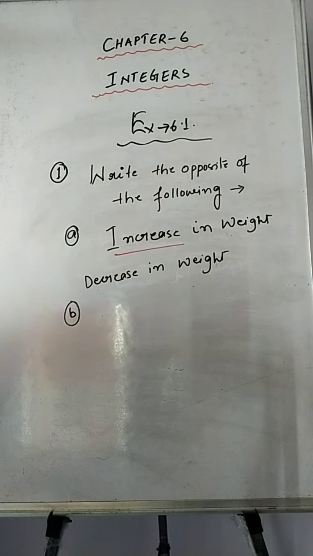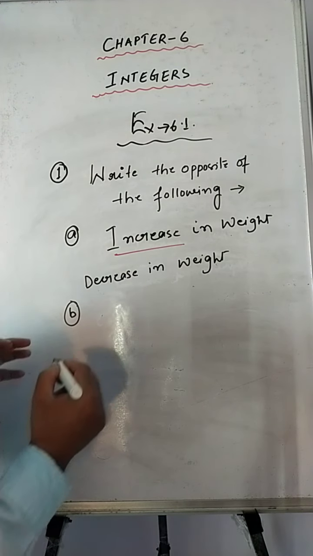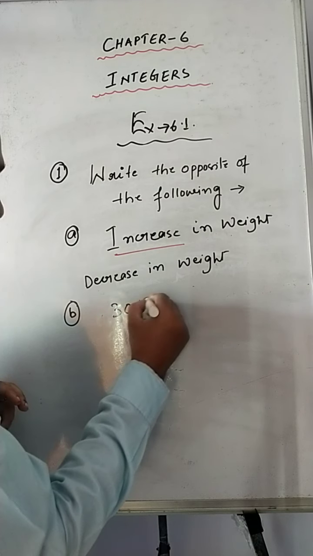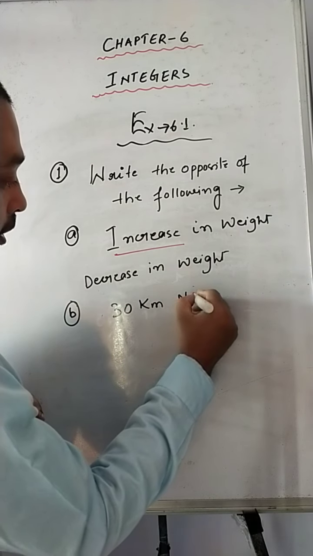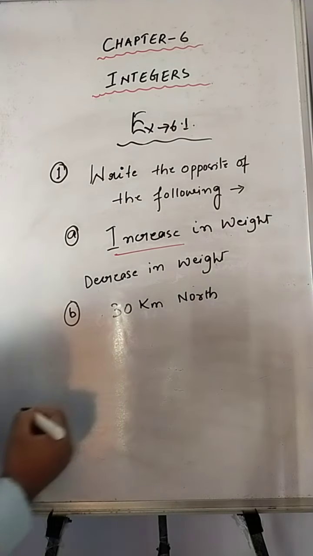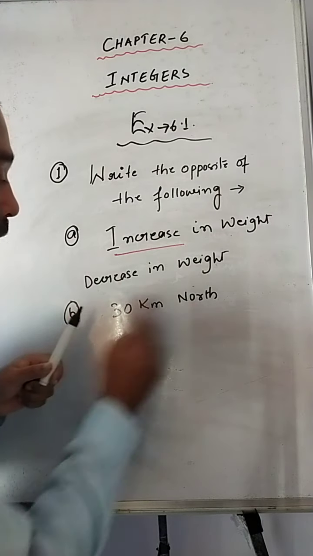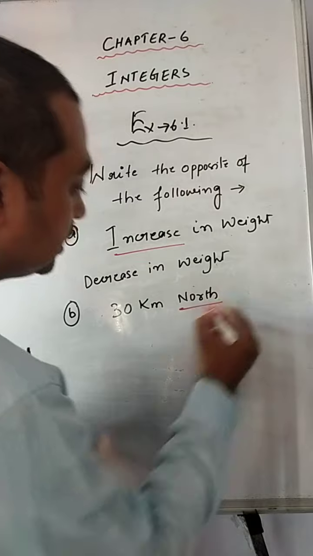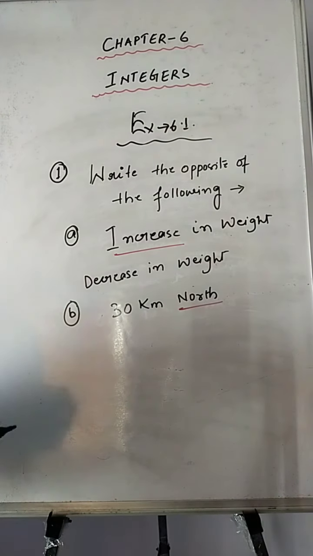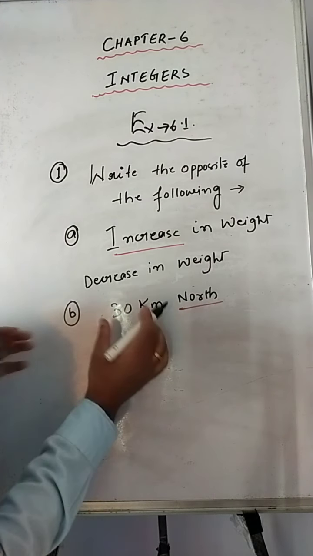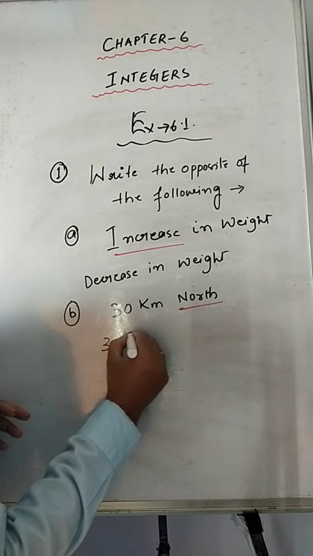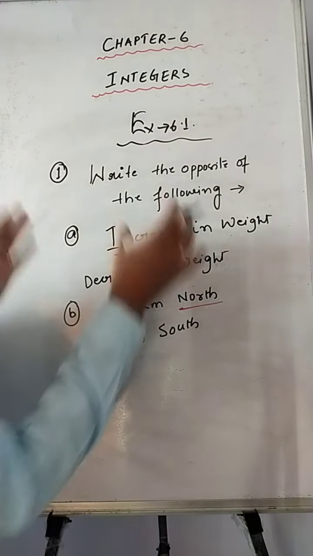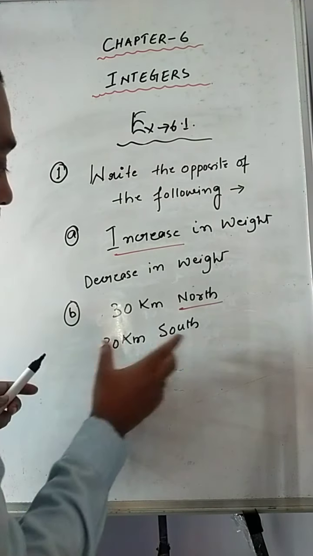Question number B, they have written, given 30 kilometer north. Fine. So how to change this statement? What is the opposite of north? Yes, south. So the opposite statement would be 30 kilometer south. So this is what we are writing, the opposite of the following statements.